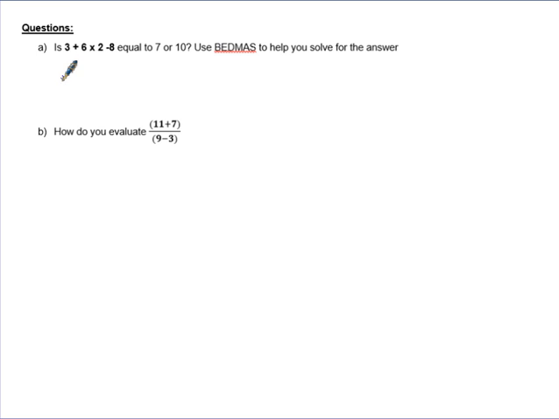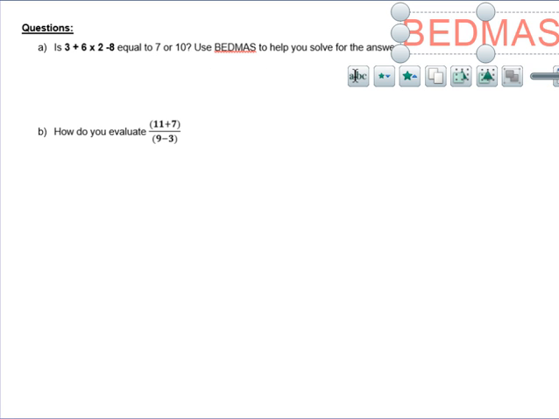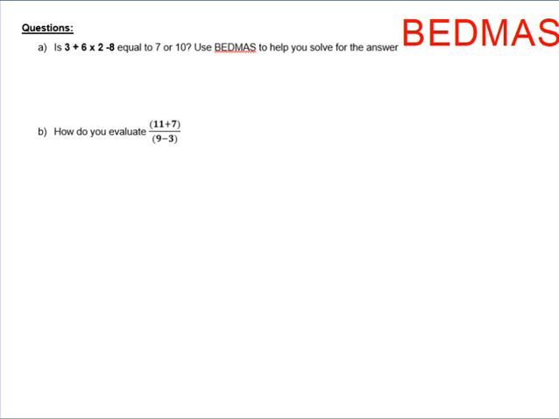Okay. It says here we got some questions. Okay, no problem. It says, is 3 plus 6 times 2 minus 8 equal to 7 or 10? Use BEDMAS to help you solve this. Again, sometimes I really like to write the word BEDMAS right there. It helps me. I'm a visual type of person, and when I see it, it makes things a lot easier.